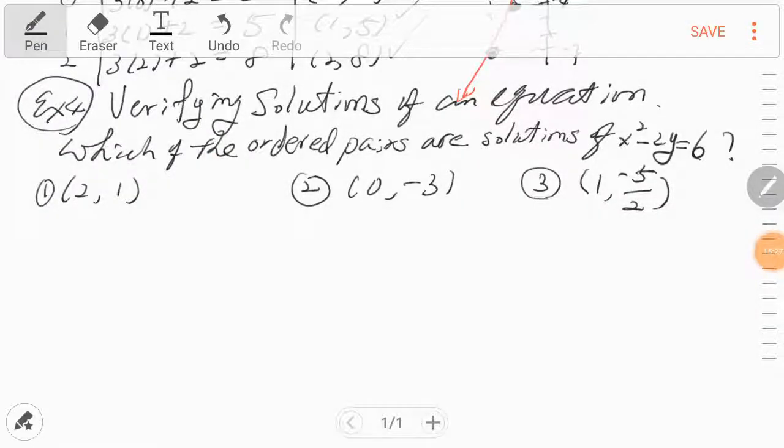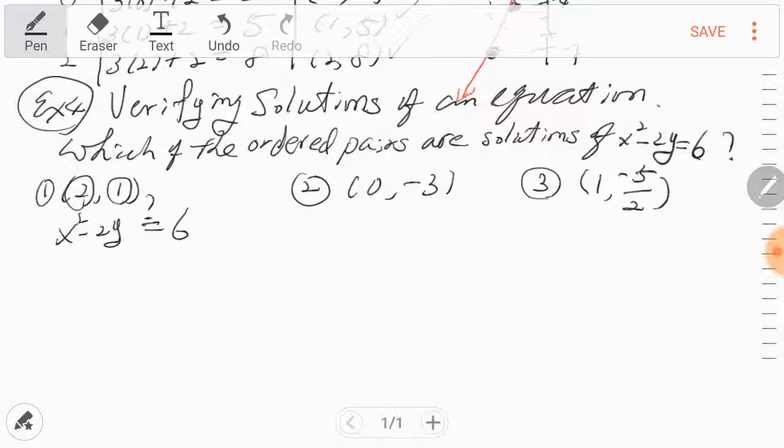Okay, this example is, find out which ordered pair is a solution of the given equation. So how do we verify if it's a solution of that equation? It is simple. Just plug in all the x and y values into the equation. And if the equation is true, then yes, the ordered pair is the solution. So the equation is x squared minus 2y is equal to 6. Let's check if this equation is true when these two values are used.